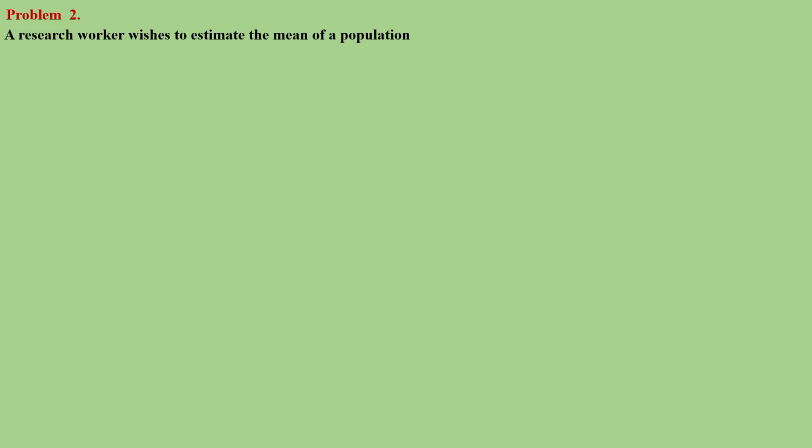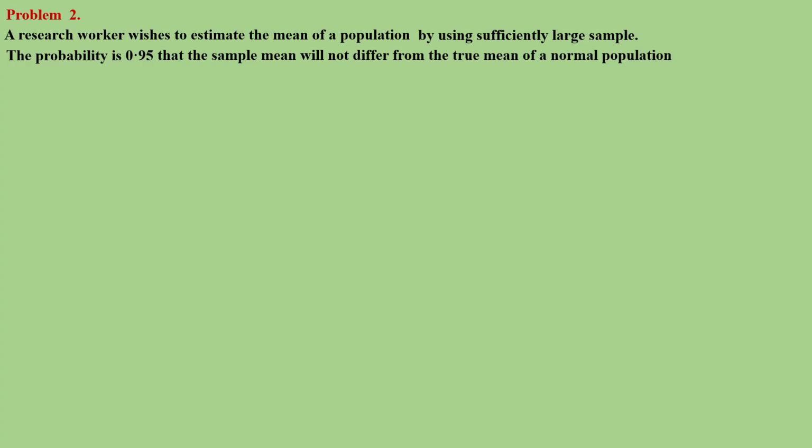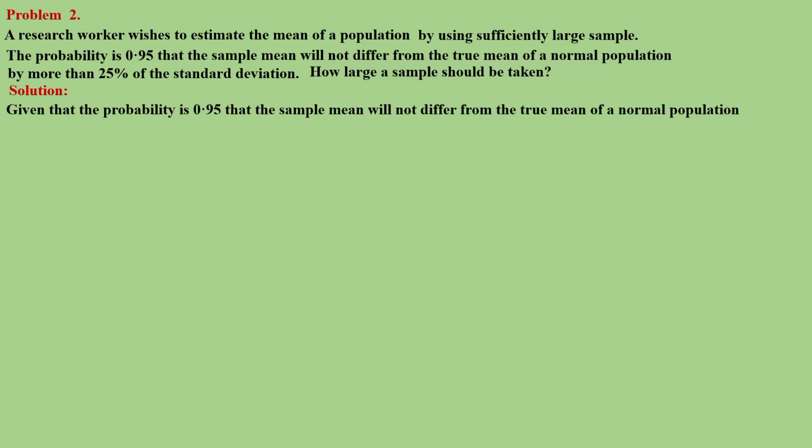Next problem: a research worker wishes to estimate the mean of the population by using a sufficiently large sample. The probability is 0.95 that the sample mean will not differ from the true mean of the normal population by more than 25% of the standard deviation. How large a sample should be taken? We'll see the solution. Given that the probability is 0.95 that the sample mean will not differ from the true mean of the normal population, by more than 25% of the standard deviation.